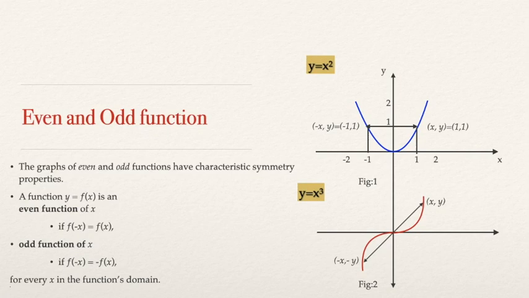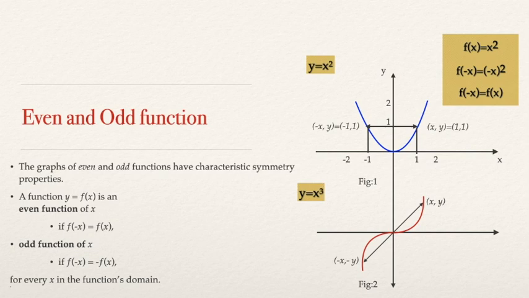So see in the adjacent picture, figure 1 shows you the graph of y equal to x square, which is an even function. Here you can see f of x equal to x square, then we will find f of minus x by putting minus x instead of x in the function. We will get f of minus x equal to minus x whole square. So f of minus x equal to f of x.